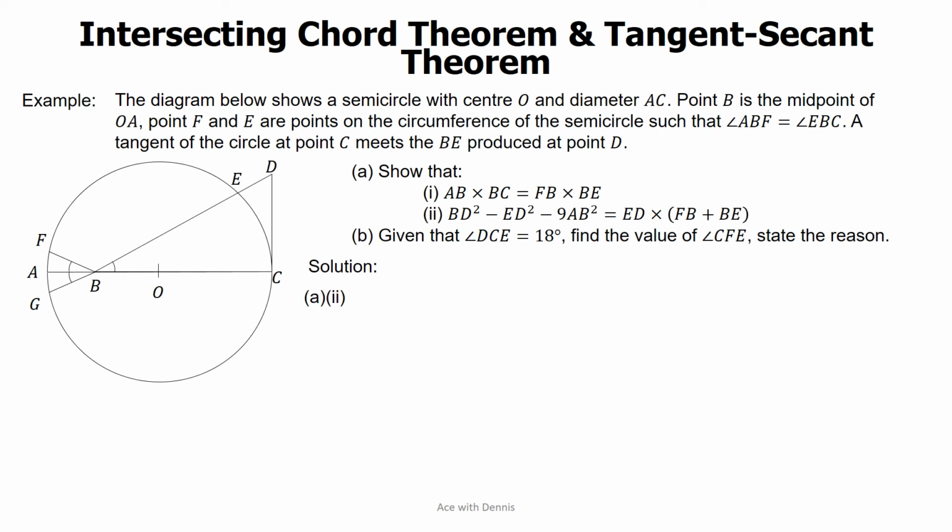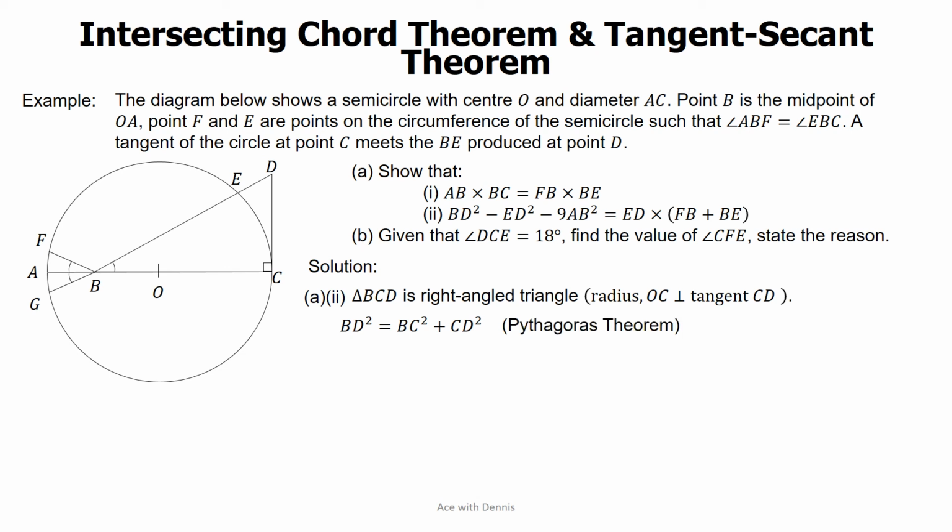Solution for A part 2. Triangle BCD is right angle triangle because the radius OC is perpendicular to tangent CD, which is this angle. Therefore, BD square equals BC square plus CD square because we apply Pythagoras Theorem here. And we can say that ED times DG equals CD square by Tangent-Secant Theorem. Therefore, the equation becomes BD square equals BC square plus ED times DG.